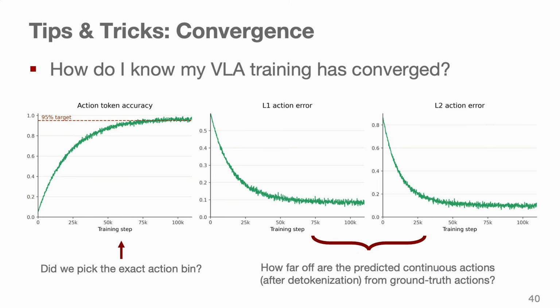But then you typically also will want to track, let's say, the L1 and L2 action errors, which measure how far the predicted continuous actions are from the ground truth. This means once you have detokenized your action tokens and unnormalized them back to continuous values, you can compare them with your ground truth actions and see how well you're doing.